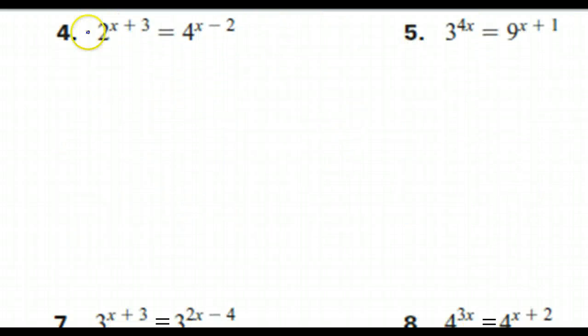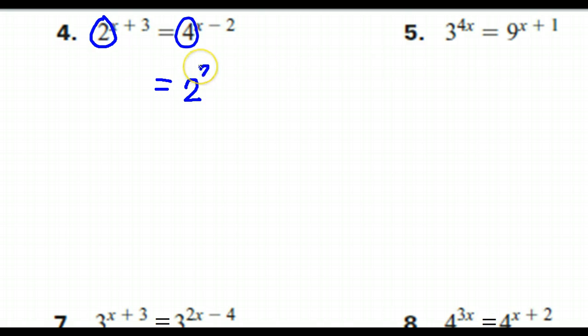Okay, now this one's going to take a little bit more thought. Two different bases. I need to rewrite this larger base using the same number as the smaller base. So, how can I rewrite 4 using a base of 2? Well, I'm hoping it's clear to you that 4 is the same thing as 2 squared. So if I write it that way, I'm in business. And of course over here I still have my 2 to the x plus 3 power. Alright, so there's my x plus 3.